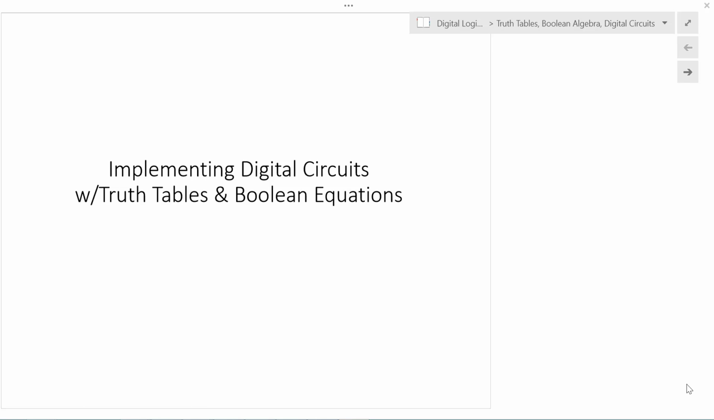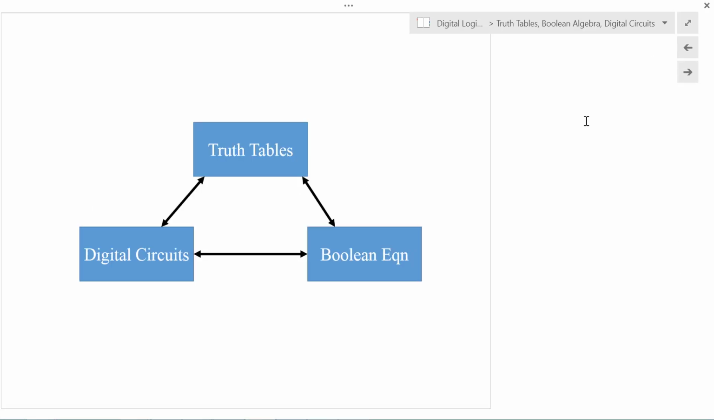This video covers implementing digital circuits with truth tables and Boolean equations. Digital circuits can be used to implement Boolean equations using electronic switching theory. Boolean equations can also be represented using what is called a truth table. It is possible to go between these three logic representations without too much trouble.